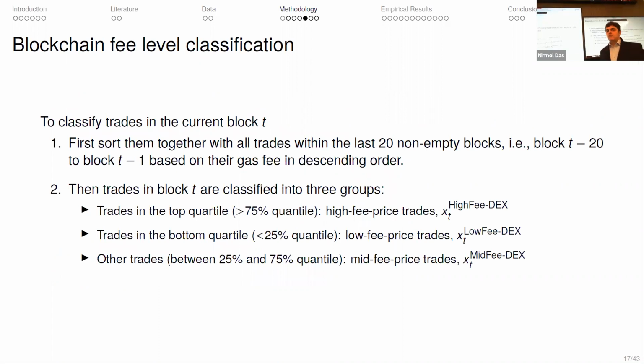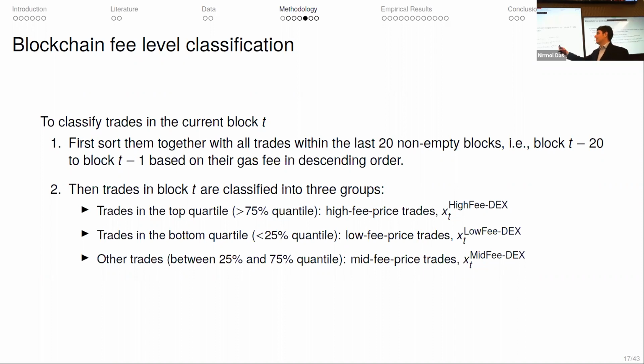To decide how to construct these groups, low fee, mid fee, high fee, what we do is take the last 20 non-empty blocks that we see on Ethereum, and then we rank order the trades in decreasing order of fees from the largest to the smallest, and compute the quantiles of this distribution. All the trades in the top quartile, on the 75% quantile or above, are classified as high fee trades. All the ones in the bottom quartile are classified as low fee trades. And the ones in the middle we classify as mid fee DEX trades.